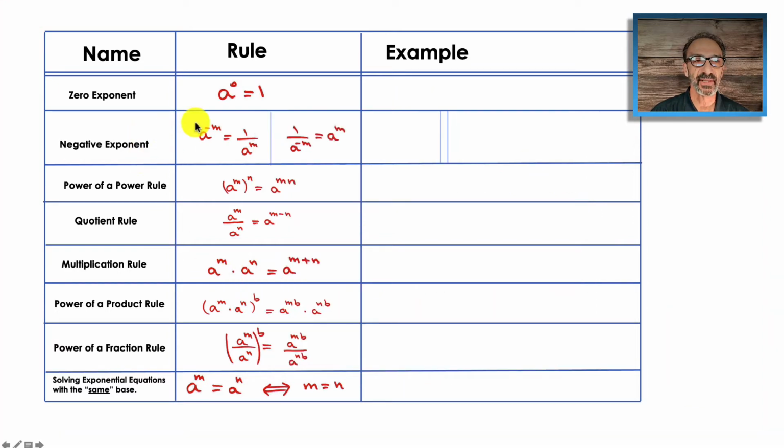Zero exponent. Anything raised to the power 0 equals 1. For example, 711 to the power 0 is 1.